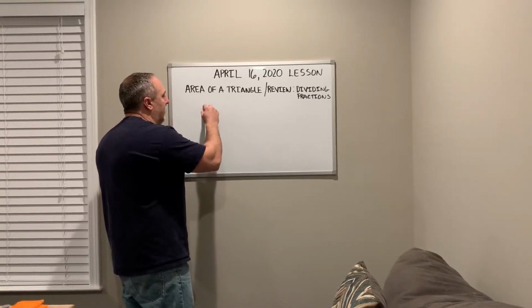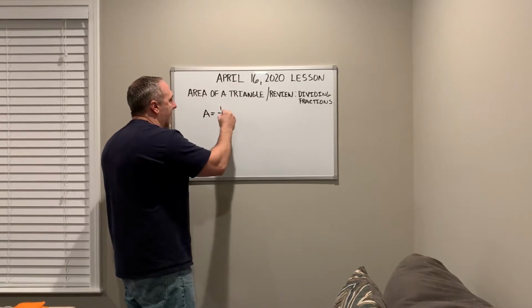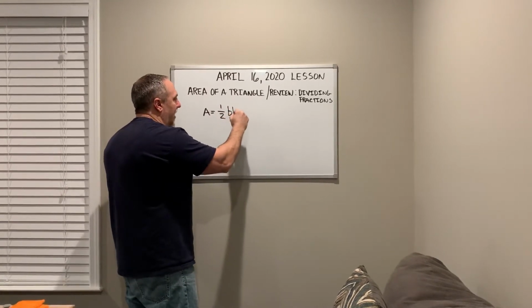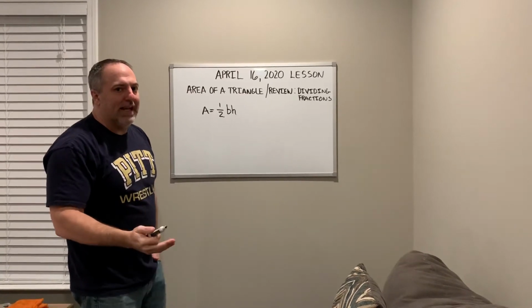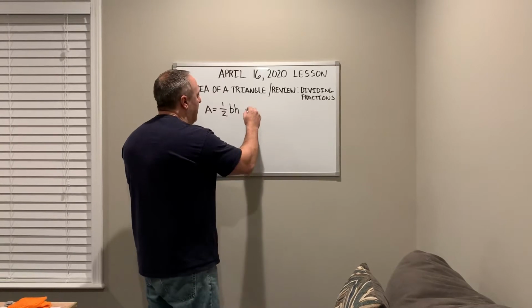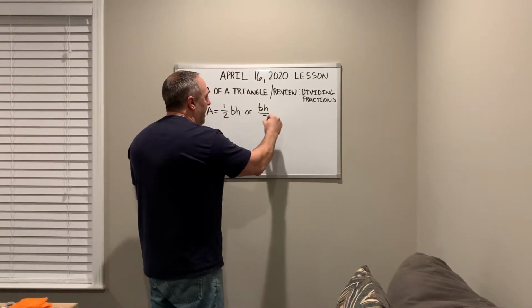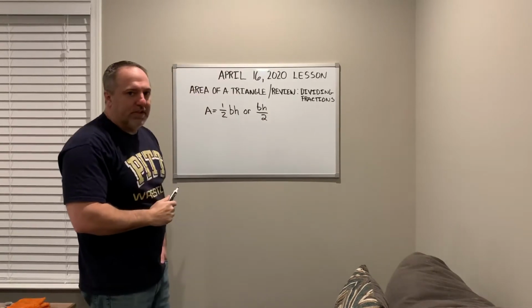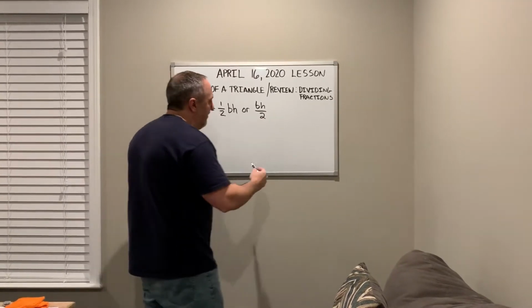The formula for area of a triangle is area equals half the base times the height. Now all you're doing is basically taking the parallelogram and dividing it in two. That's it. I prefer this formula better. Base times height divided by 2. It's just easier to deal with than a fraction. Okay? So say you have a triangle.